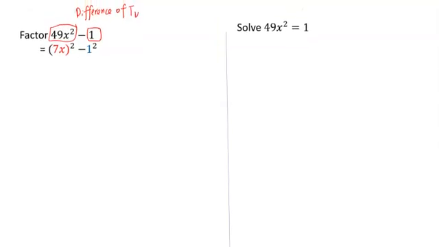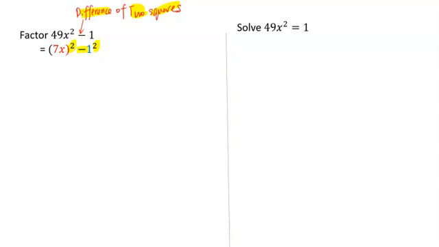Number one, we must have a difference, which is the minus sign between them. Number two, we must have two squares. Although they are not in the form of two squares, we can rewrite 49x squared as (7x) squared, because 7 squared is 49 and x squared is x squared. And we can write 1 as 1 squared. After we rewrite both, that is exactly the format of difference of two squares: one square here, one square there.